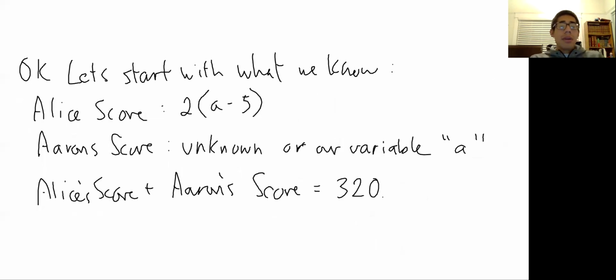Okay, so I've organized it for you a little better here. Alice's score is represented by 2 times A minus 5, the unknown variable. We also have this last piece of information. Alice's score plus Aaron's score is 320. Okay, so we're going to have to use all these things to figure out what Aaron's score is, and then we're going to use Aaron's score to figure out what Alice's score is. All right, so why don't we go on to the explanation.